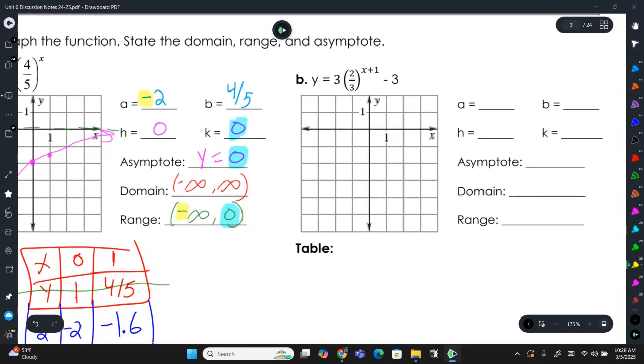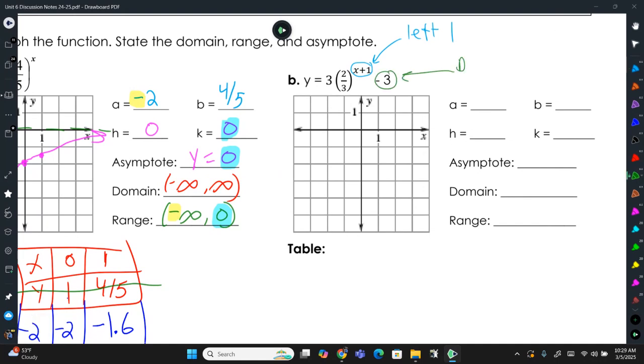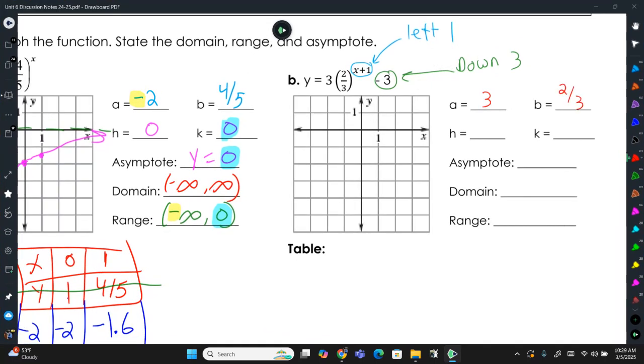Now our last example, we have 3 times 2/3 raised to the x plus 1 power minus 3. Now this x plus 1 in the exponent again means we're going to go left 1, and the minus 3 means we're going to go down 3. So let's label our a, h, and k and our b values. So our a was 3, b was 2/3, h was negative 1, the opposite of what you see, and k is negative 3. Asymptote is going to be y equals negative 3.